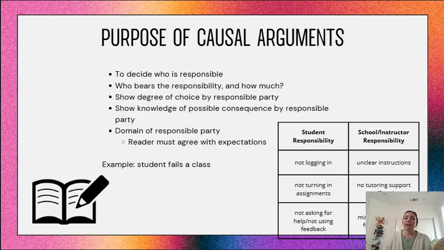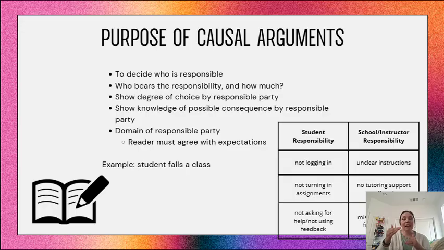Or does the domain of the responsible party rest with the school or the instructor? Maybe there are unclear instructions. Maybe the school doesn't have tutoring support for whatever reason. Or maybe there's some sort of miscommunication or lack of communication, right? And so these are, again, choices that could be made. And perhaps you would analyze whether the instructor knows about the possible consequences of having unclear instructions, right? Maybe the student did everything that they were supposed to. They have documentation of it, right?